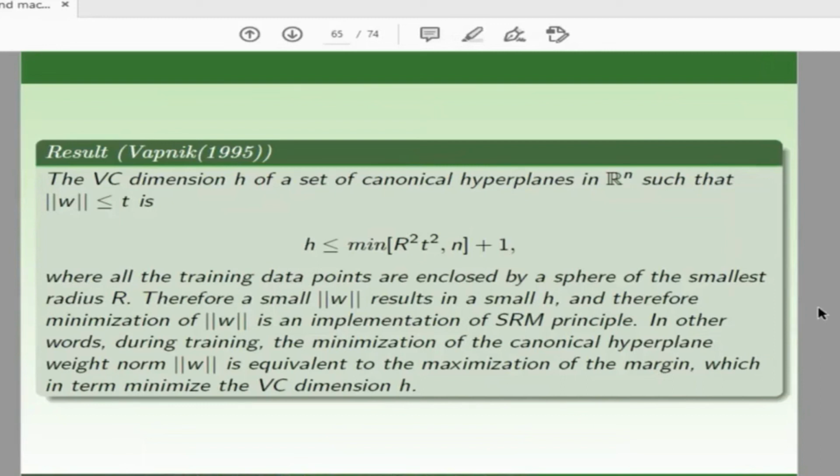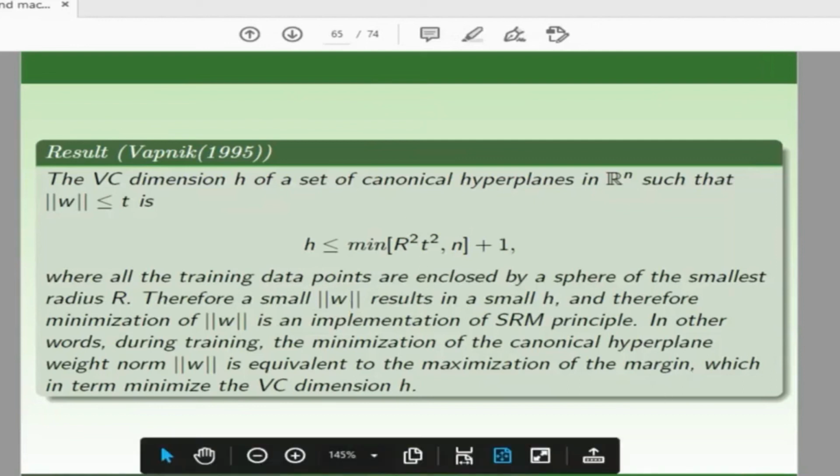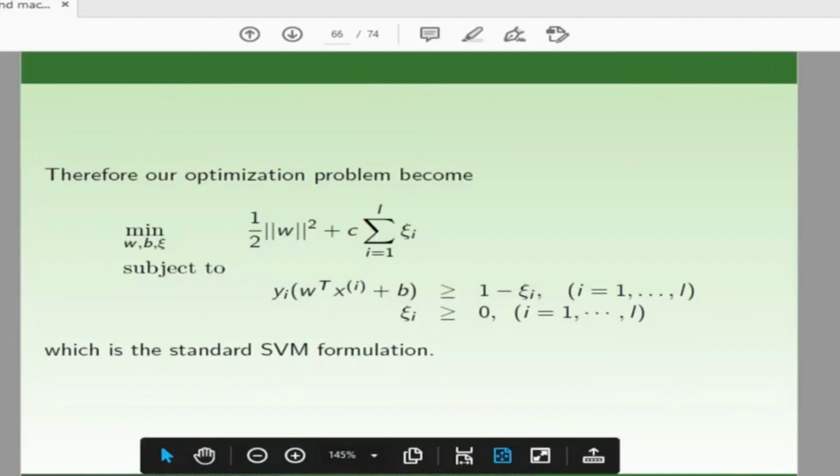The correct approach is that you try to find a hyperplane for which the empirical risk is minimum, for which the VC dimension is minimum. Minimizing VC dimension means minimizing the norm W, which is the same thing as maximization of margin. And therefore, you get the usual SRM formulation.